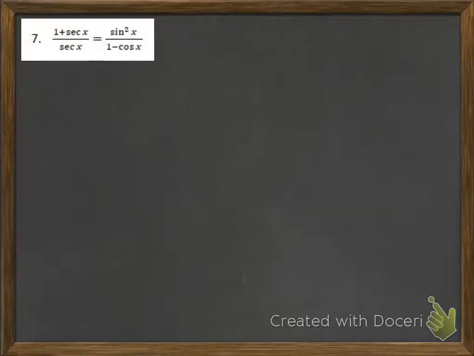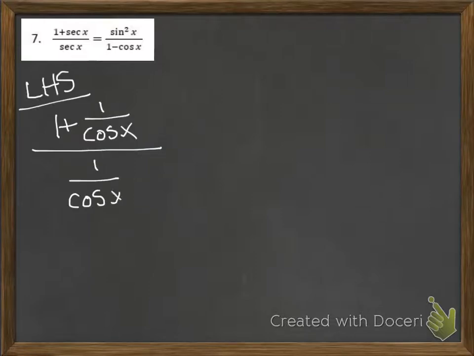With problem 7, it's really hard to tell which side looks more complicated. In this case, I'm going to go ahead and start with the left-hand side because that side's not written in terms of sine and cosine yet, whereas the right-hand side already is. So in my mind, just for that reason, the left-hand side is more complicated. So I'm going to go ahead and start with that side and rewrite everything in terms of sine and cosine.